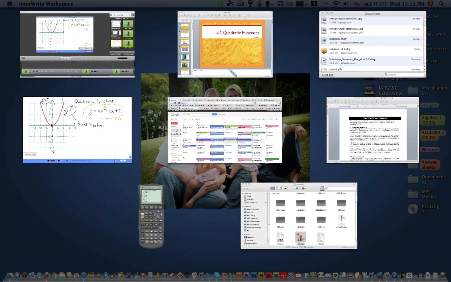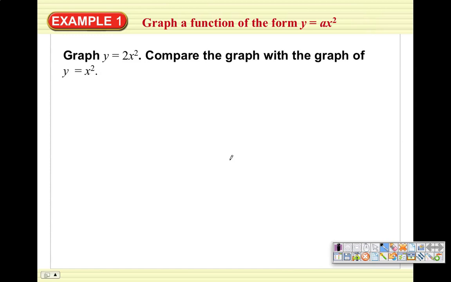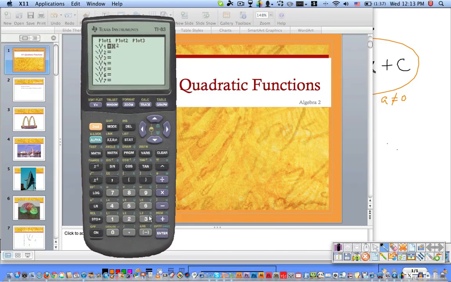And we're going to do the first example. Graph y equals 2x squared. Compare the graphs. So we're going to compare again to the parent. So let's go to our calculators. First off, let's put in y equals x squared. How do you do that? You type in x, and then you type in x squared right here, so it puts a little 2 up there. Graph it, and you see that's what it looks like. Just like the last graph that was on the PowerPoint up here.